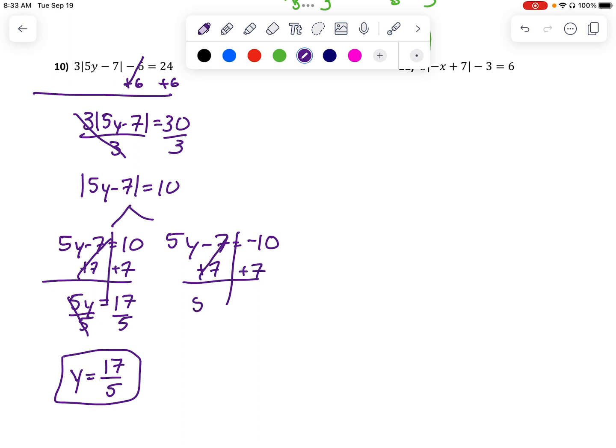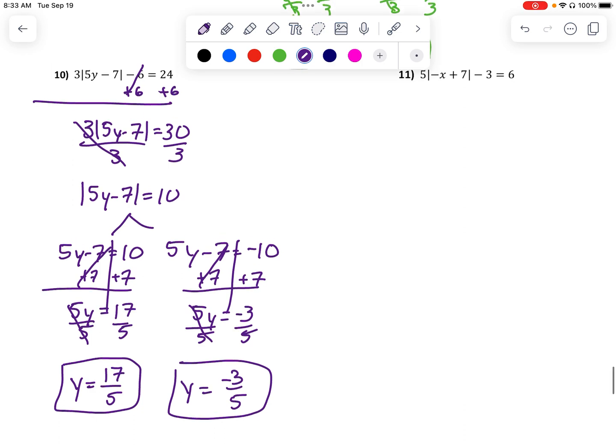Here add 7 again, so 5y equals negative 3. And again, can't divide negative 3 by 5, so it stays a fraction, negative 3 over 5. Those are nice because you don't even have to type them into your calculator. You just know that that's not possible, so you leave it as a fraction.